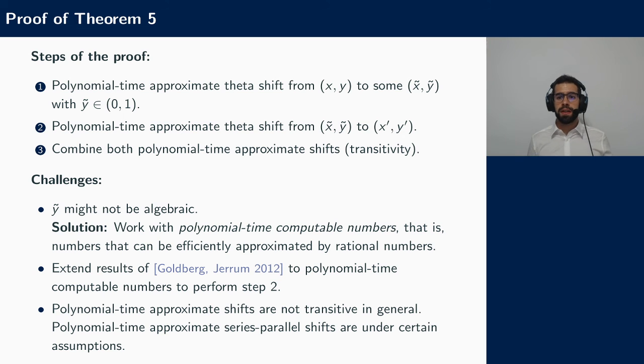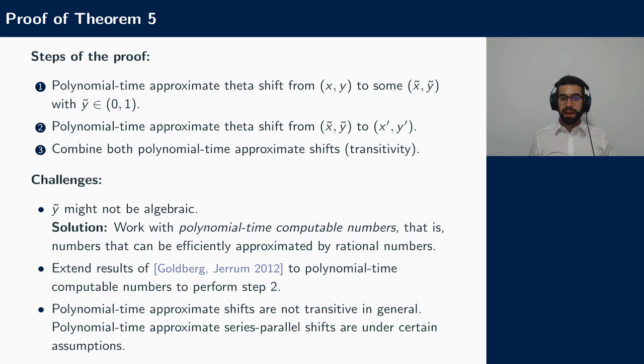There are a few challenges here in making this work. First, step 1 actually takes most of our work. The thing is, the new point that we find, these numbers might not be algebraic. Okay, what we know is that they are polynomial time computable. That is, we can efficiently approximate these numbers by rational numbers. So in the next steps of the proof, we have to work with polynomial time computable numbers.